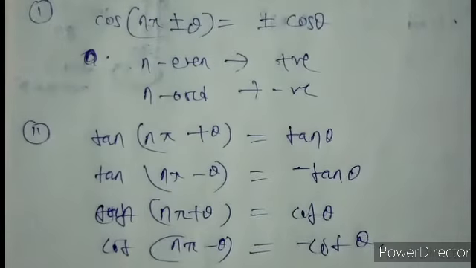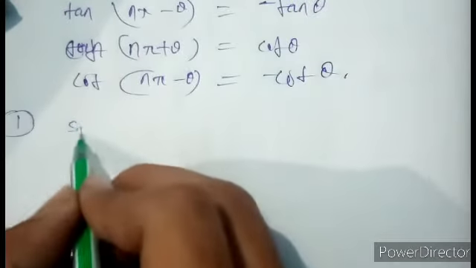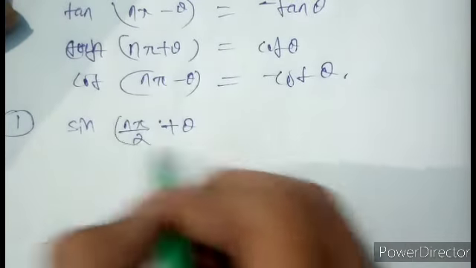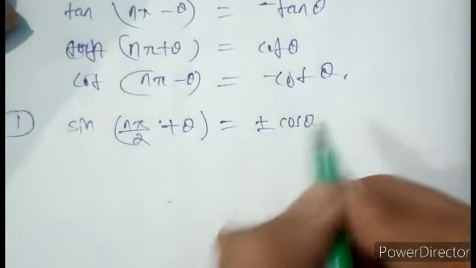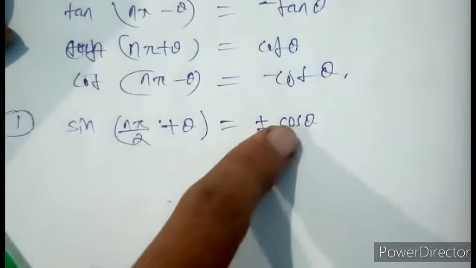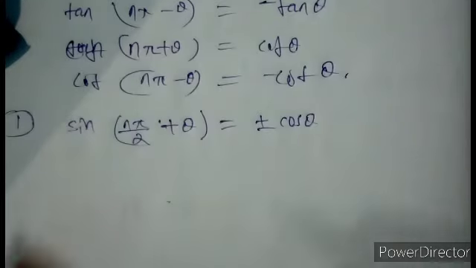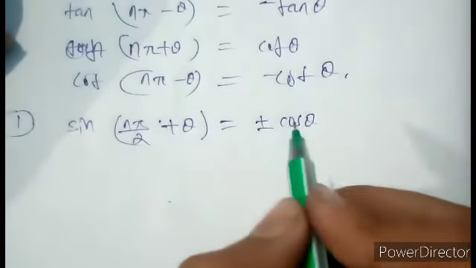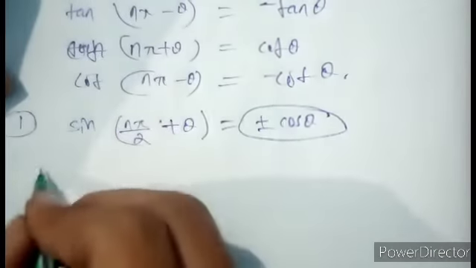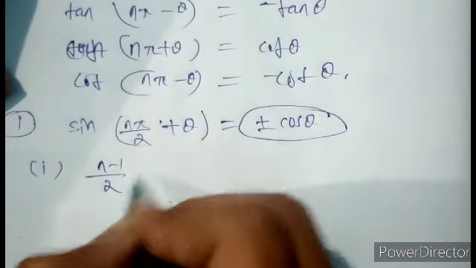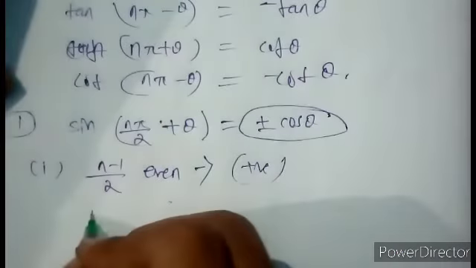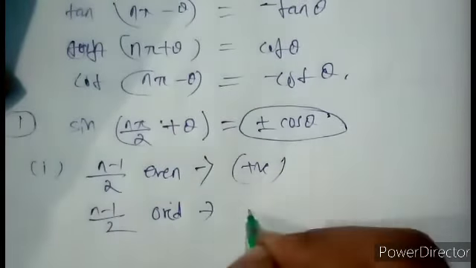Then come to the formula sin(n pi by 2 plus theta) is equal to plus or minus cos theta. We know that sin(pi by 2 plus theta) is cos theta, so here plus or minus cos theta in the answer. How will we know whether it is positive cos theta or negative cos theta? This is a logic also: where (n minus 1) by 2 is even, cos theta is positive, and where (n minus 1) by 2 is odd, cos theta is negative.